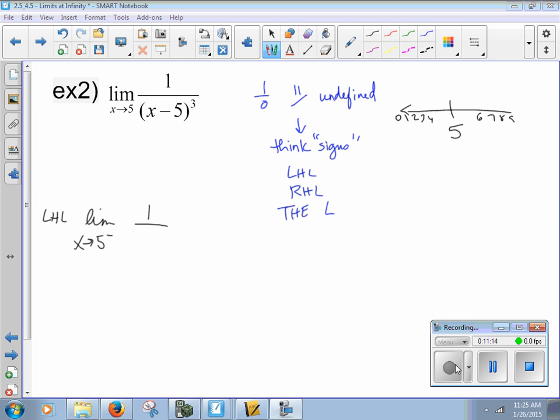What do you think I'm going to choose? 0. Why? Because it's easy. Very, very easy. Hey, what is a -5 raised to an odd power going to be? A negative. So I got a positive 1 over a negative, which is a negative. Right-handed limit.